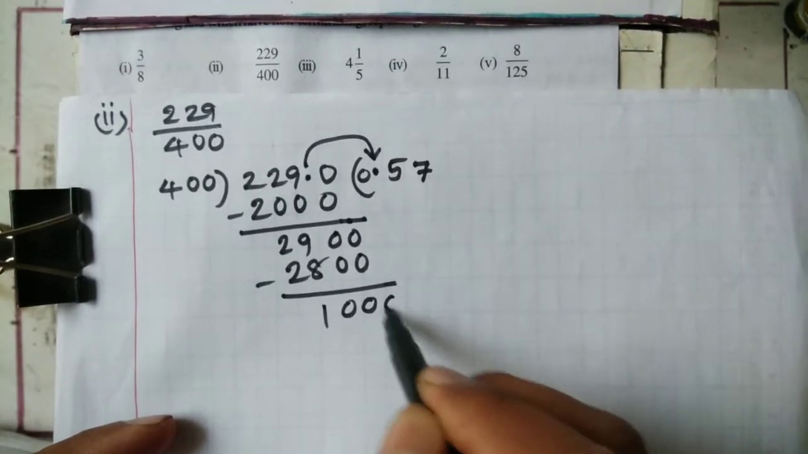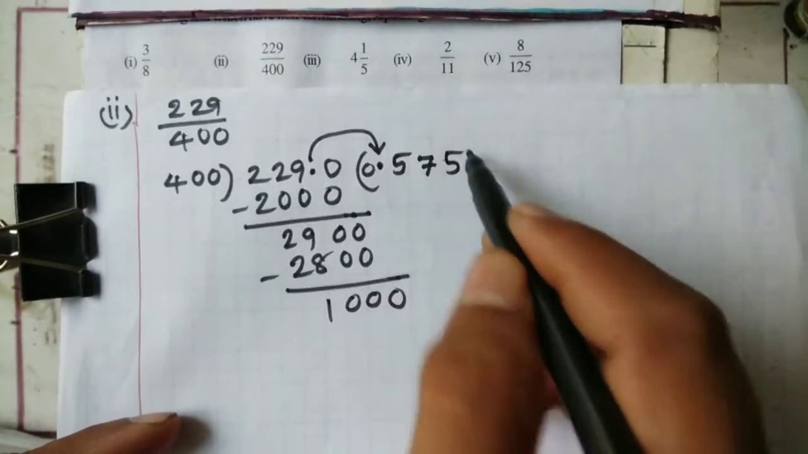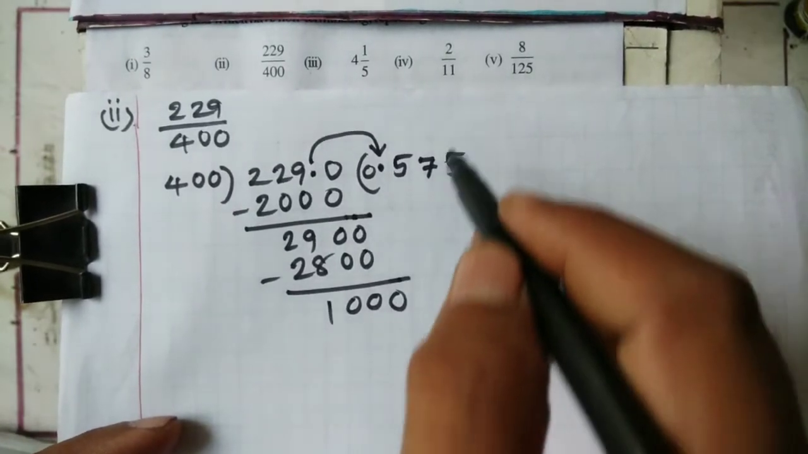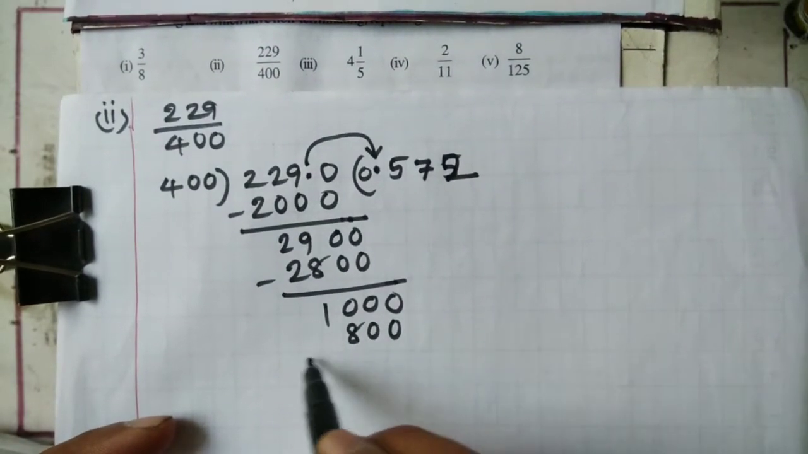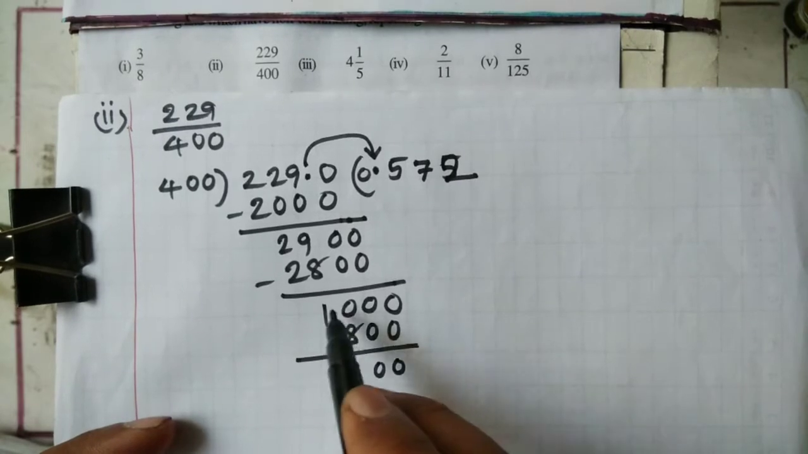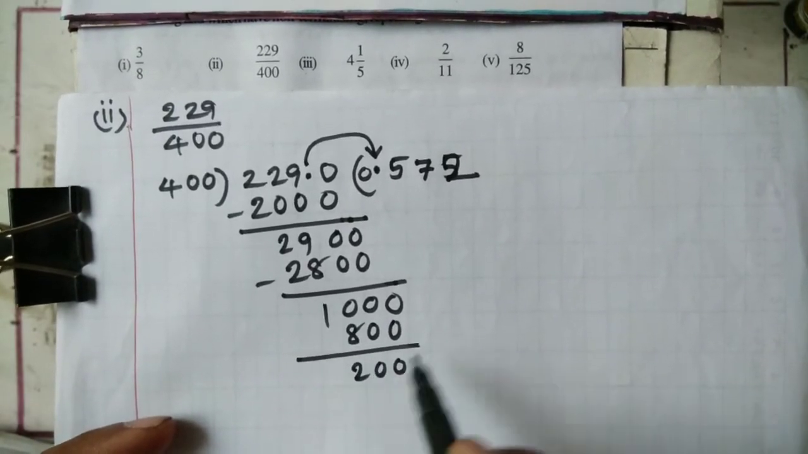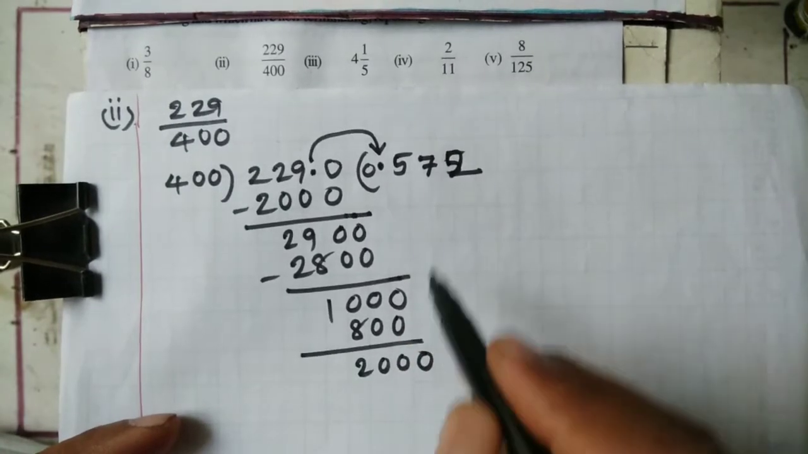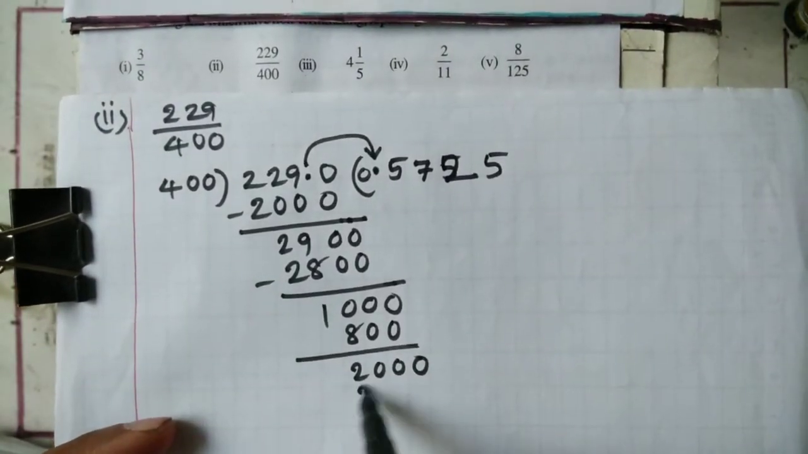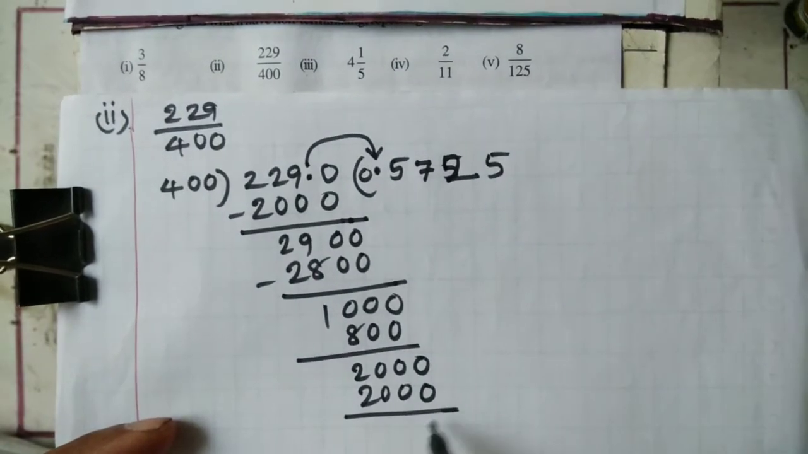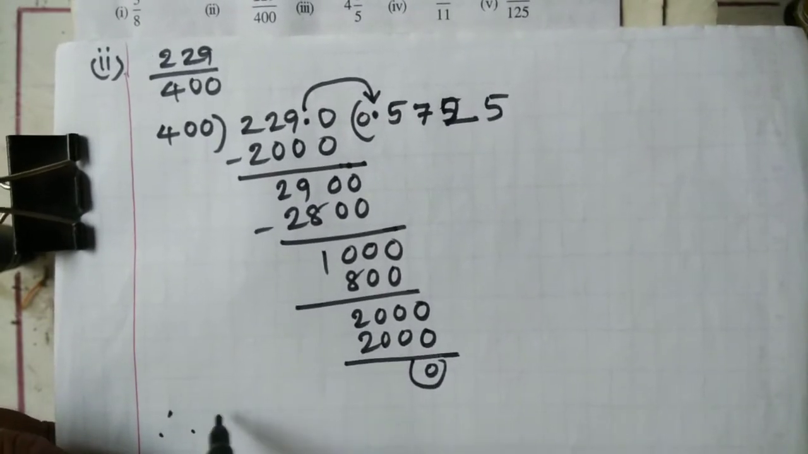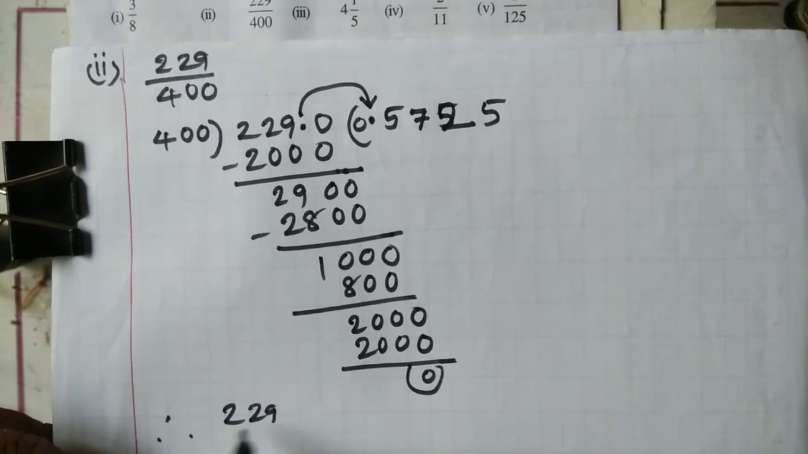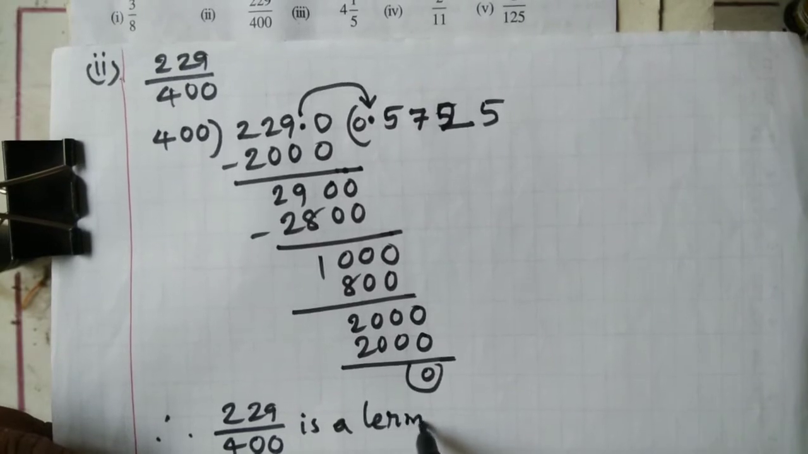1. We can bring down 1 0. 4 5s are, 4 2s are 8, 800. 10 minus 8, 2. We have to bring one more 0. 4 5s are 20, 2000. So we got 0. Therefore 229 by 400 is a terminating decimal.